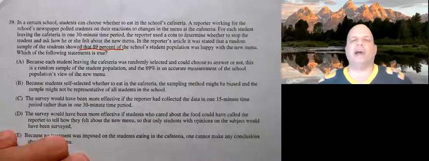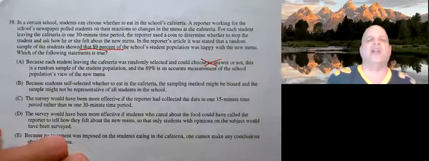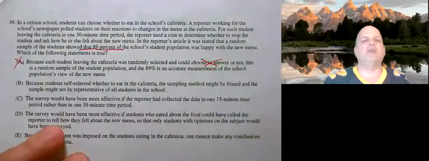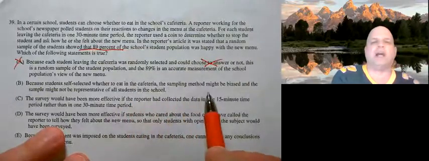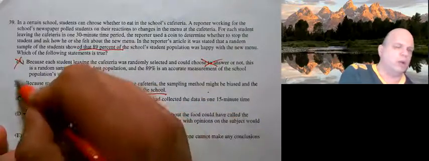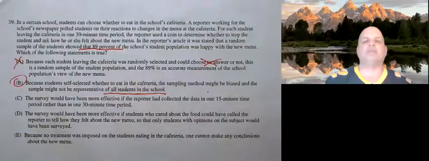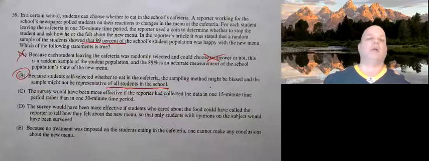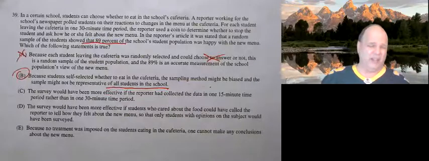If they're allowed to choose or not, that's bad. All right. So this is not good. You're not allowed to choose to answer or not. If you do that, you're going to have non-response bias. Because students self-selected whether to eat in the cafeteria, the sampling method might be biased and the sample might not be representative of all students in the school. That's a serious issue there. That could be the case. All right. Because he only surveyed those in the cafeteria, they were already destined to eat there. So those who didn't eat there obviously didn't want to eat in the cafeteria.